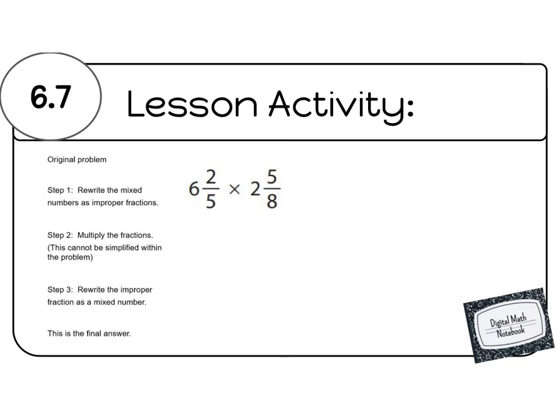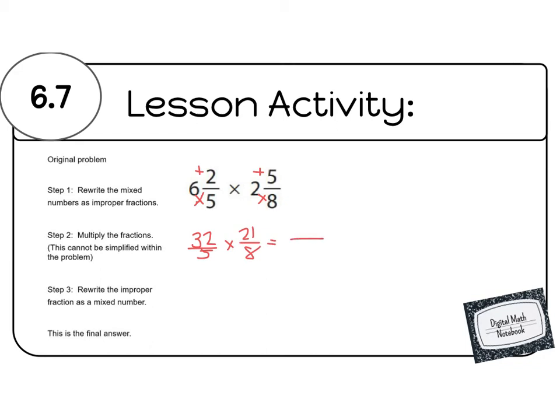All right, fifth graders, time for our lesson activity. We're going to follow the same steps that we did before, and it's stepped out for you in your digital math notebook. Our first step is to change our mixed numbers into improper fractions. So we're going to multiply 6 times 5 is 30, plus 2 is 32 fifths. And 2 times 8 is 16, plus 5 is 21. So 21 over 8.